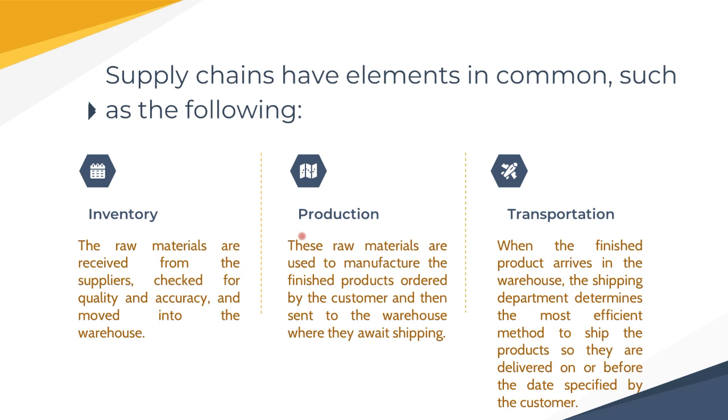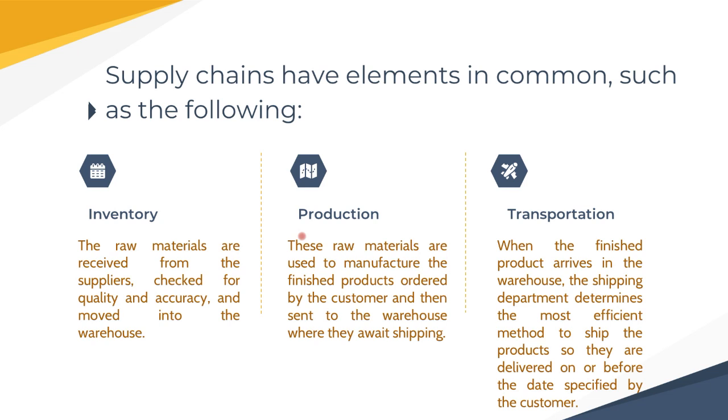So next one is inventory. The raw materials are received from the suppliers, checked for quality and accuracy, and moved into the warehouse. So dito sa inventory naman, sinasabi natin dito, this is the totality of your product. Kumbaga, kung ano yung complete list ng items mo or yung complete list ng mga goods and products mo, dapat naka-encode dito sa inventory. Okay? So, dapat there is an accuracy para hindi tayo malito-lito. And later on, we will also discuss what is inventory management. So, next one is production.